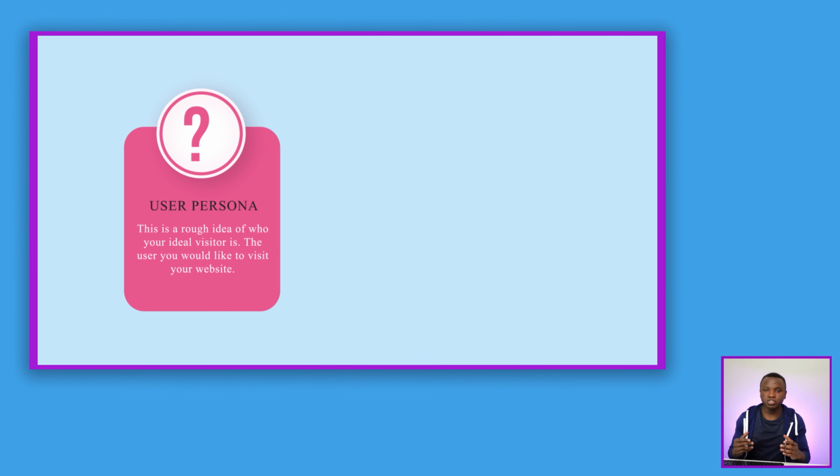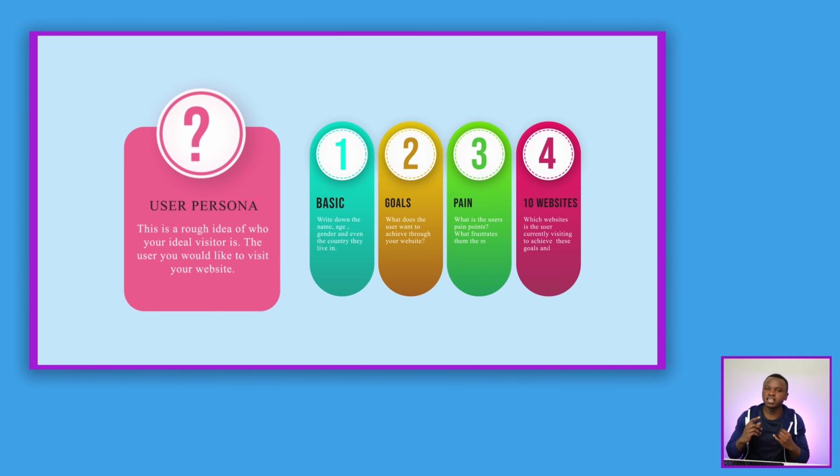Before we start designing and customizing the website, we need to know who exactly is going to be visiting the website. Instead of just thinking about it, we need to write it down in a document somewhere. This document is going to be called the user persona. The user persona is a rough idea of the ideal user you would want to come to your website. You will need to write down general demographic information of this user, such as the name, the age, the gender, the education level, and even the country that they live in. You will need to know the pain points and goals of this user, and you also need to know the top 10 websites that they are most likely to visit that is not your website.